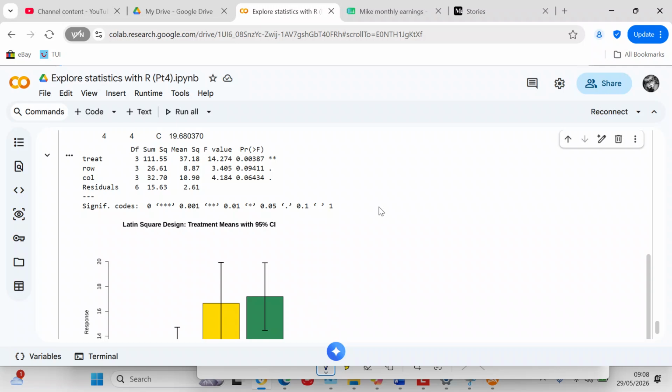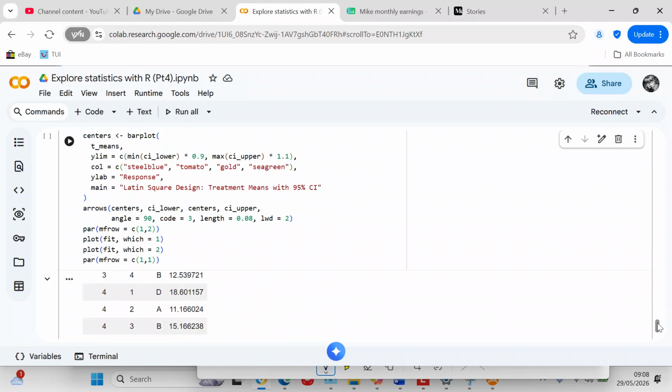So for the row and the column, the P value is greater than our significance level of 0.05, so you're going to fail to reject the null hypothesis. But for the treat, that is less than 0.05, less than your significance level, and so you're going to reject the null hypothesis in favor of the alternate hypothesis. And you've also got your significance codes as well. So that's what we got here.